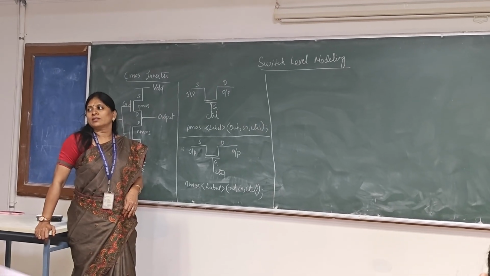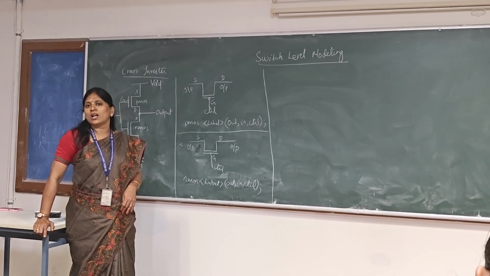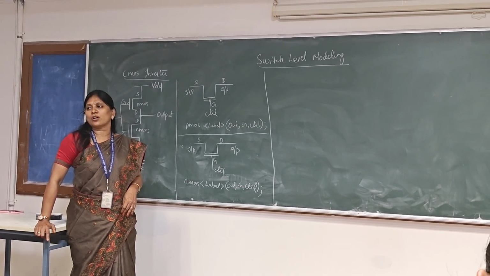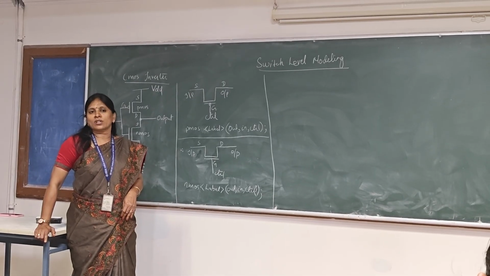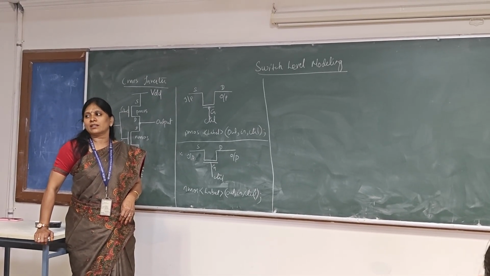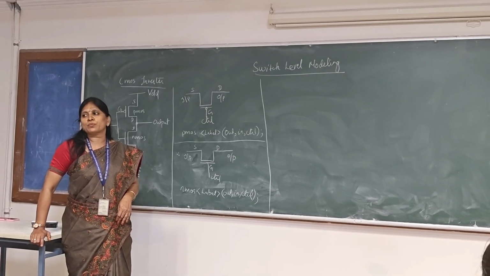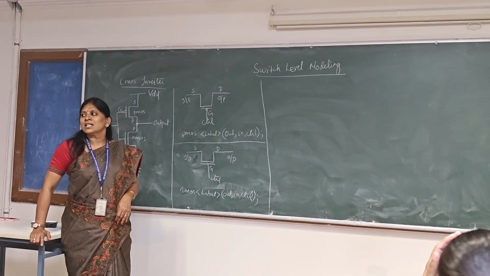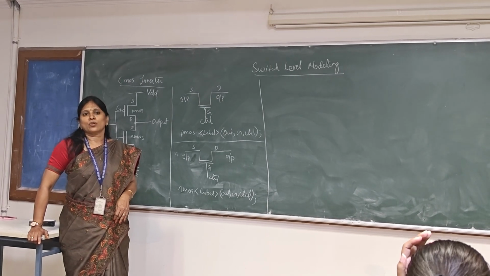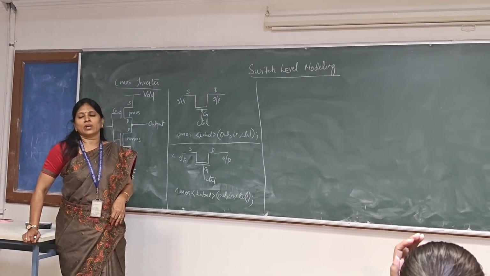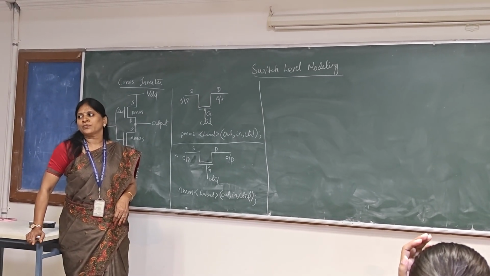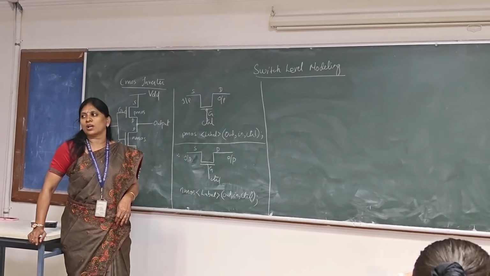Switch level model. This exists only in Verilog. It is not in VHDL. In switch level we can write the Verilog code. Switches means here we are going to use PMOS, NMOS and CMOS transistors. So at the transistor level you can write the Verilog code. That is why it is called the switch level model.